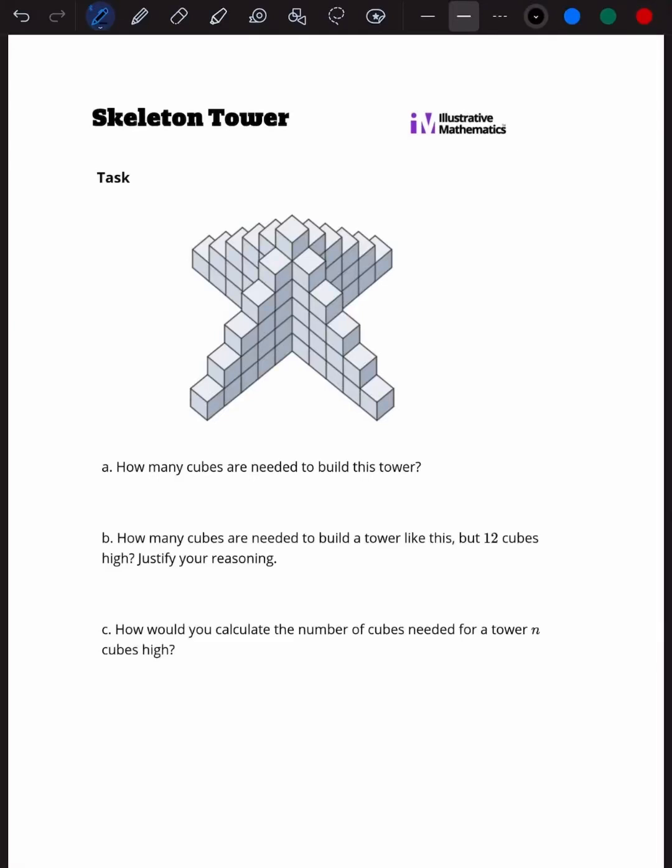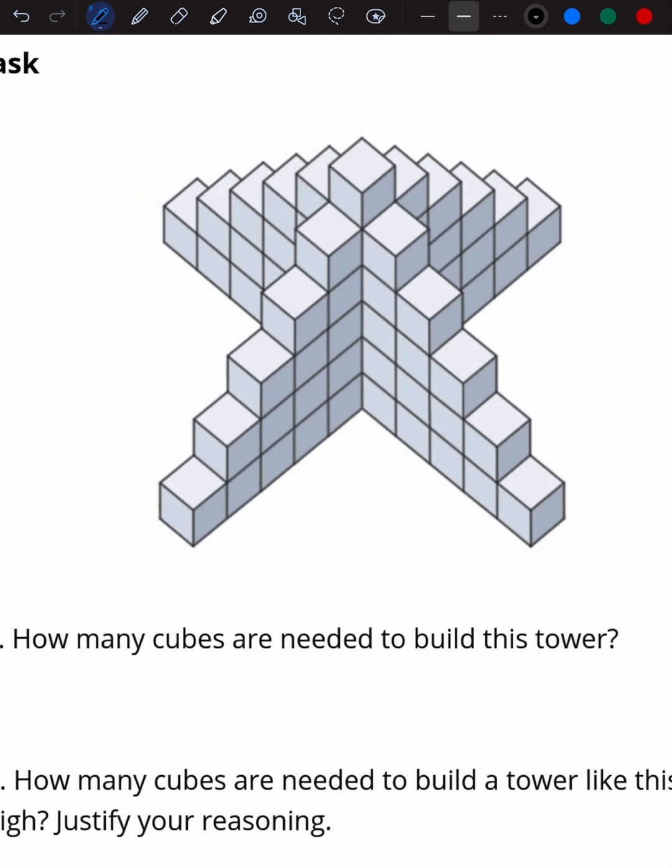For this exercise, we're dealing with a skeleton tower and we're asked three questions. How many cubes are needed to build this tower for part A? So if we were to look at this, we notice that we have 1, 2, 3, 4, 5 on this side, 6, 7, 8, 9, 10, 11, 12, 13, 14, and then 15.